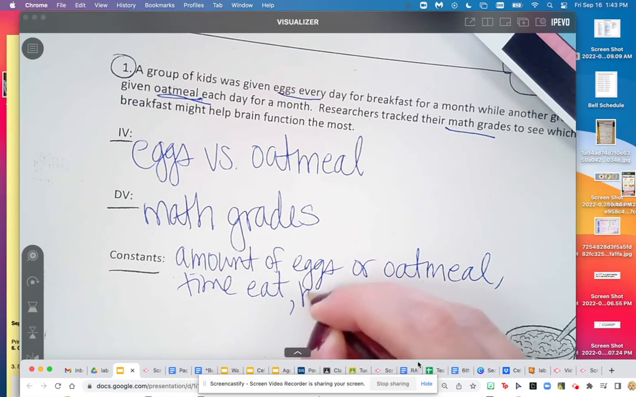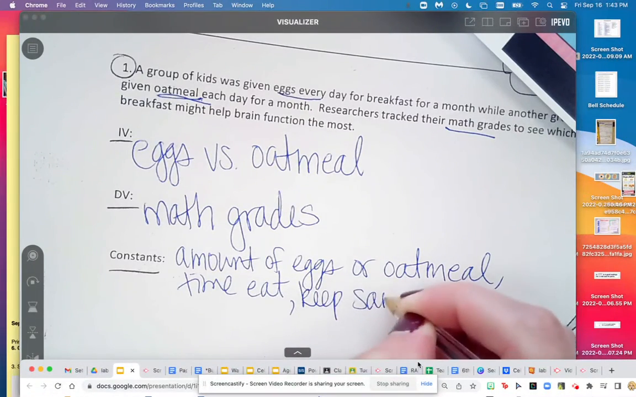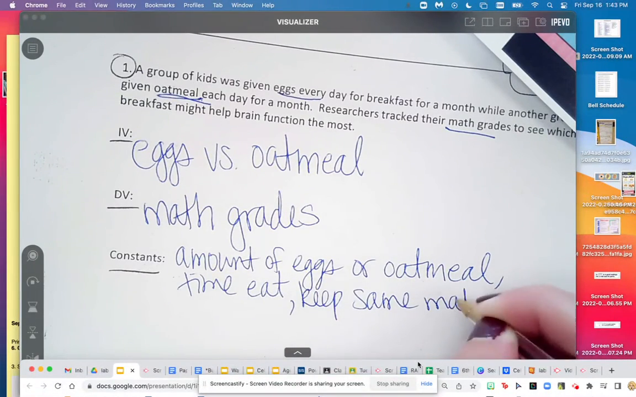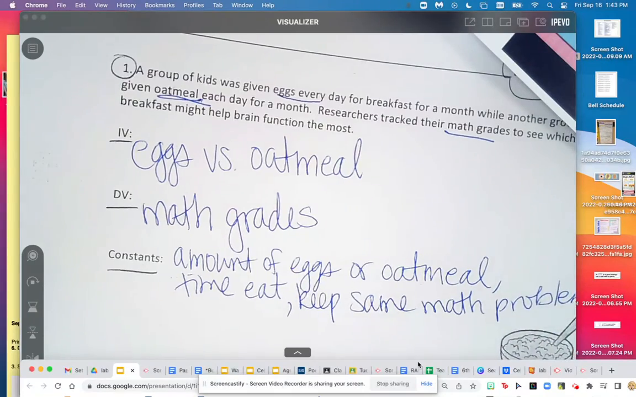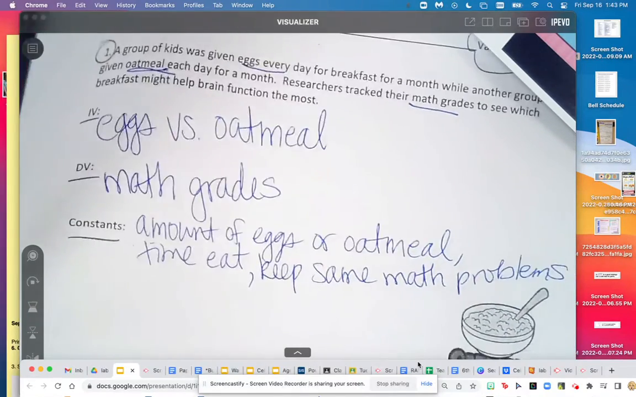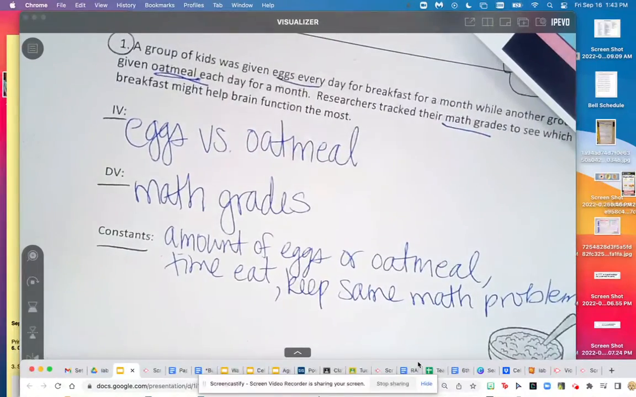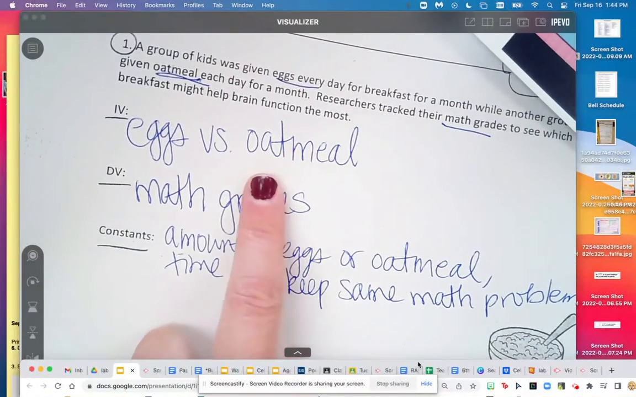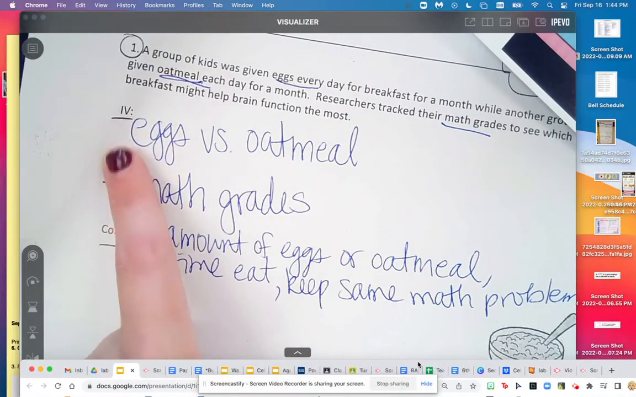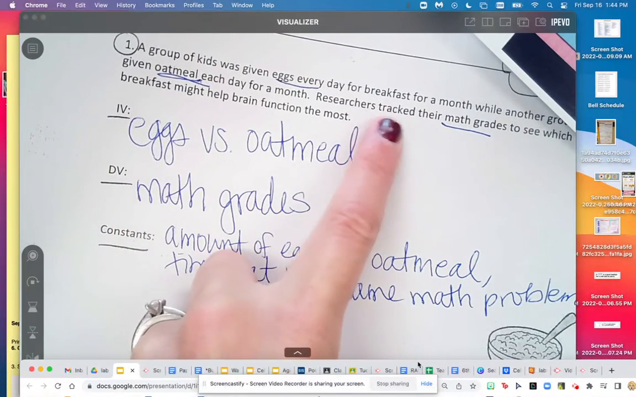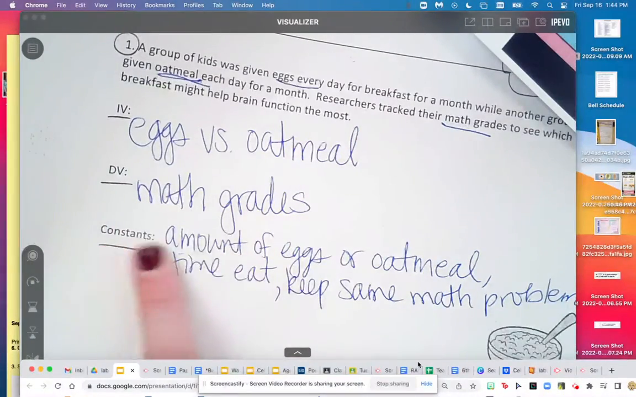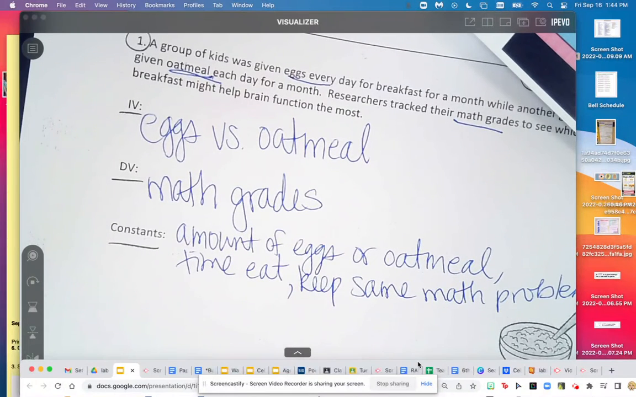You want to keep the same math problems, right? Because if I give one group calculus and the other one 1 plus 1, it's going to be really obvious who is better, and it might not be because of the eggs or the oatmeal, right? So there's the first example. Independent variables, what I change. Dependent's the data I'm looking for, what I'm trying to track or measure. Constants are other things in the experiment that I have to keep the same. So the experiment is just about the change in eggs versus oatmeal.